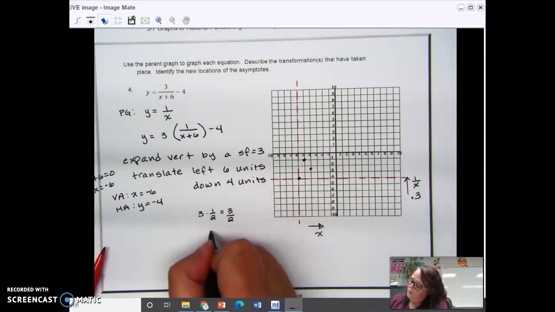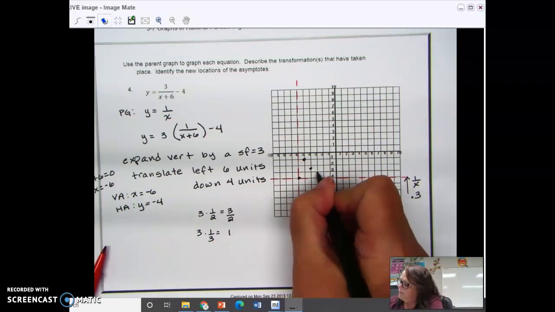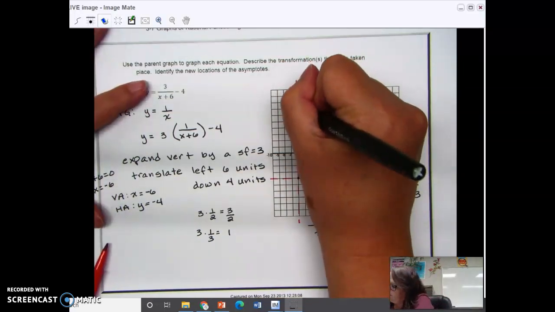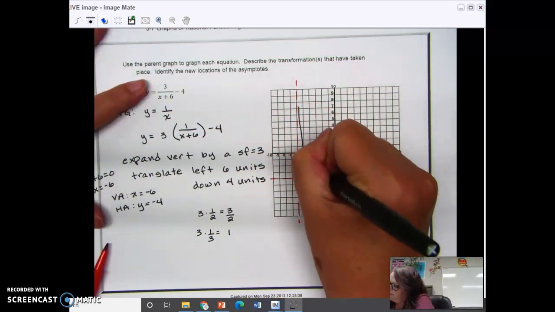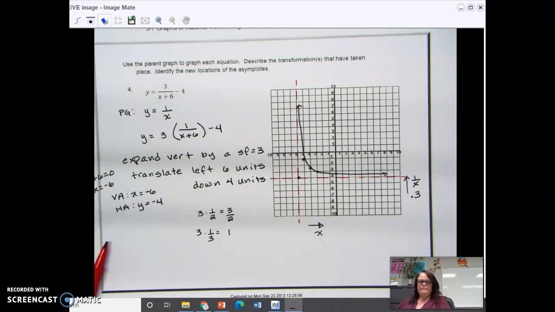To the right 3 would have been up 1/3, but if I triple that, I get 1. So to the right 3 steps is up 1. Okay, and so then I can follow my asymptote, connect through those points, and then follow my asymptote again.